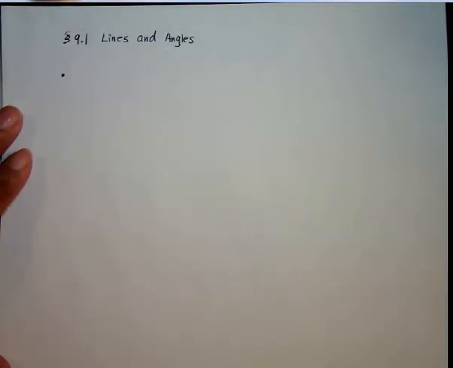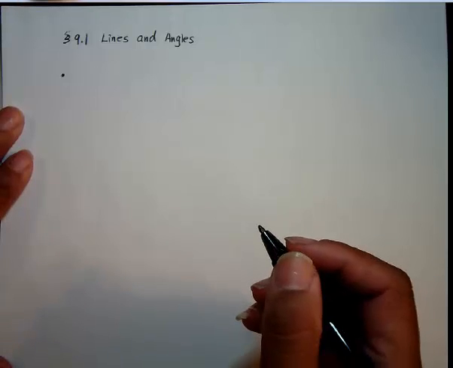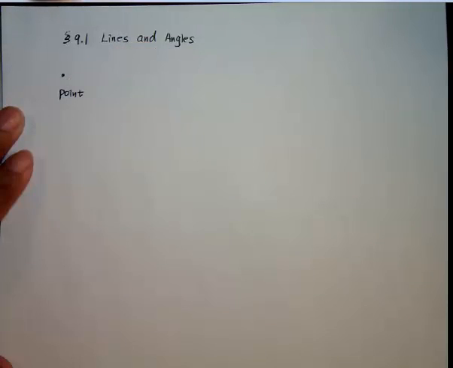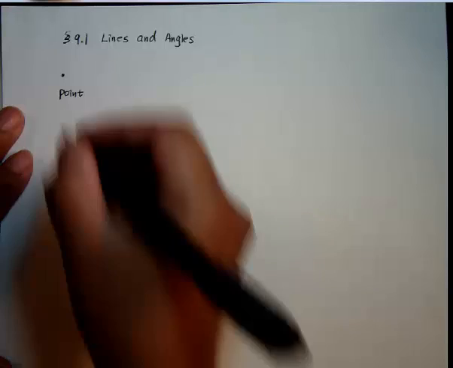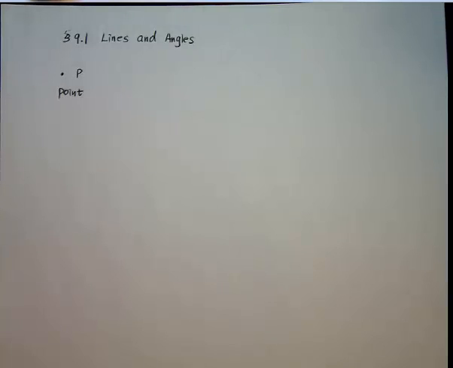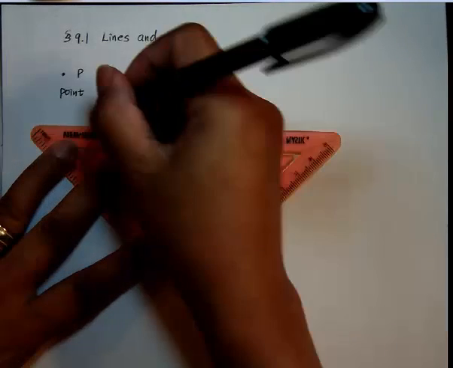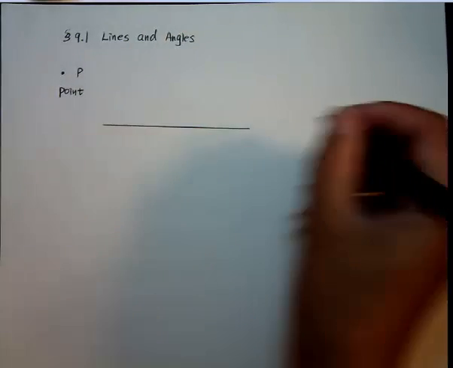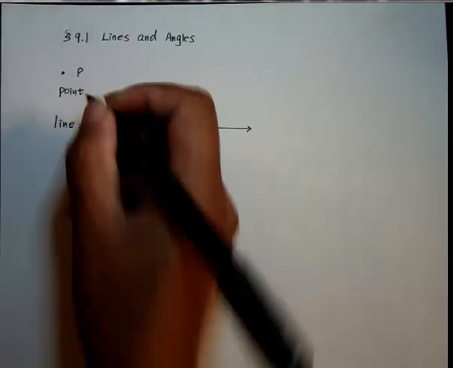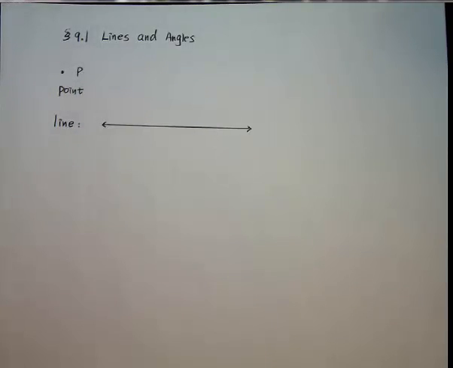That is a point. A point has no dimensions, no length, and no height. Usually we use a capital letter to represent a point, like point P. And a line is a set of points extending in one dimension. This is a line with arrows indicating that the line goes in two directions infinitely. Sometimes we can name this line, saying line L.